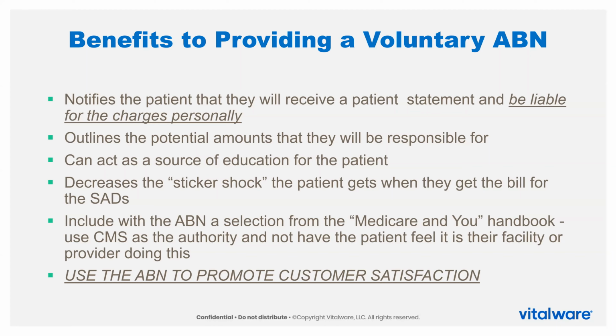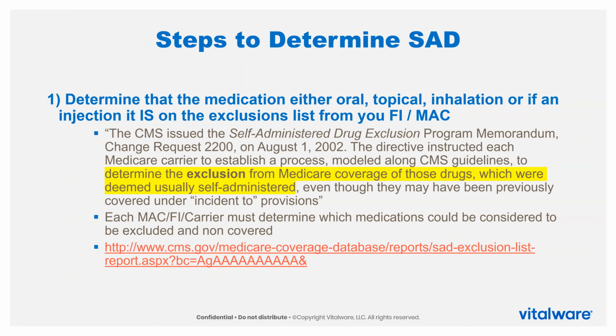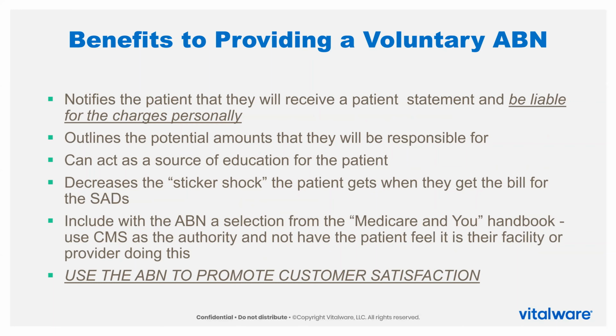And then use the ABN for the sole purpose of promoting customer satisfaction. That's the biggest use of a voluntary ABN with self-administered drugs, is to basically let the patient know, here's what you're going to get a bill for, this is what you're liable for, and these are statutorily excluded by Medicare. Doesn't mean you can't send it to a secondary payer, but they're excluded from Medicare.